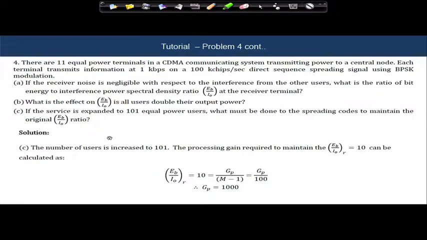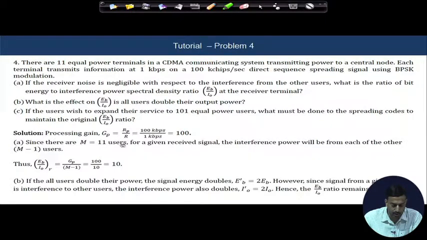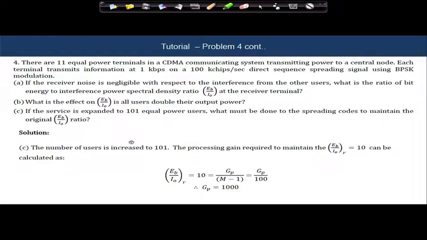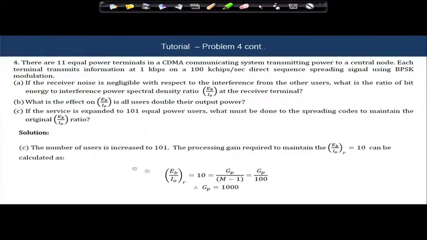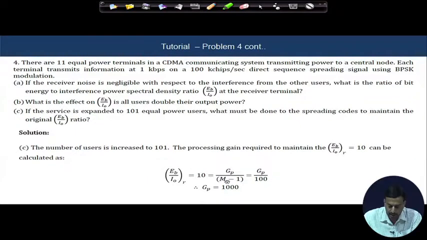Finally, just a small change in the original problem, that is, what if now the number of users is given, but the EB by I0 ratio has to be maintained. So we maintain this at 10, and we increase the number of users to 101. So M becomes 101. So the denominator is 100, and the processing gain required now is 1000.